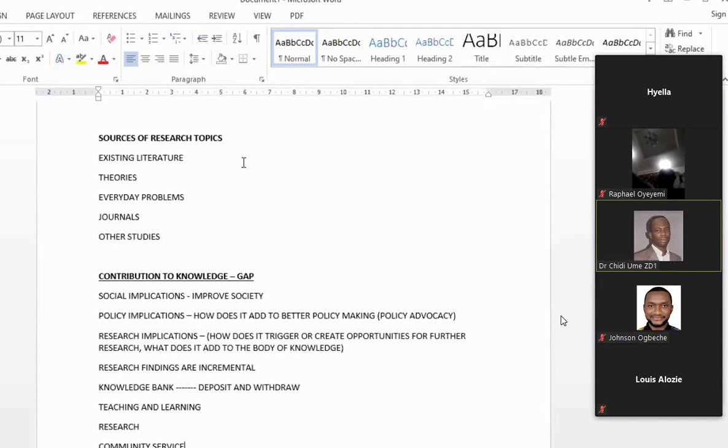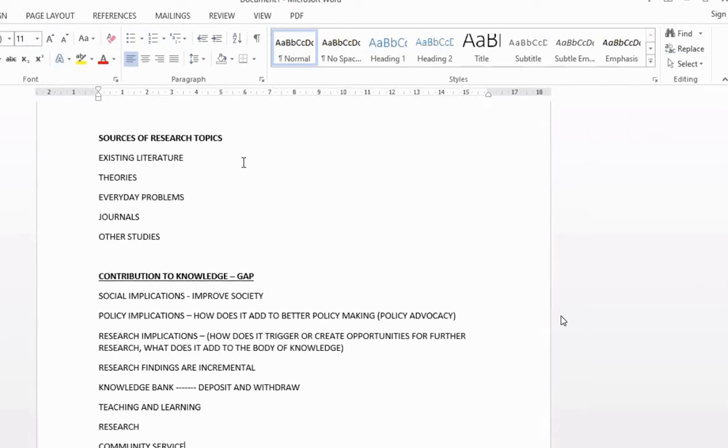Like you rightly write on top of it, to fulfill the requirement for the award of BSc in so-and-so discipline. It just stops there. It doesn't go beyond that. But real research should be able to add to society, should be able to improve society by adding to processes, adding to policy making, adding to the way of doing things.